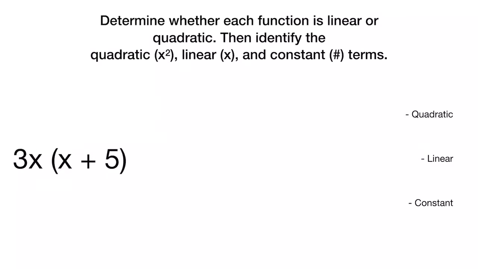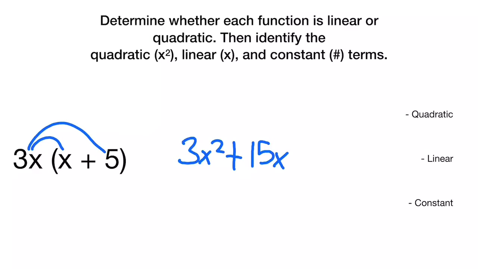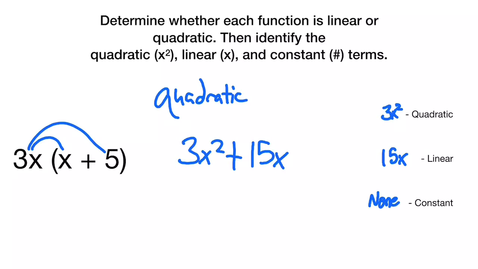For this next problem, what we have to do is first distribute the 3x. So 3x times x is 3x squared. 3x times 5 is 15x. In this case, it is a quadratic. And our quadratic term would be 3x squared. Our linear would be 15x. And our constant would be none because there are no constants.